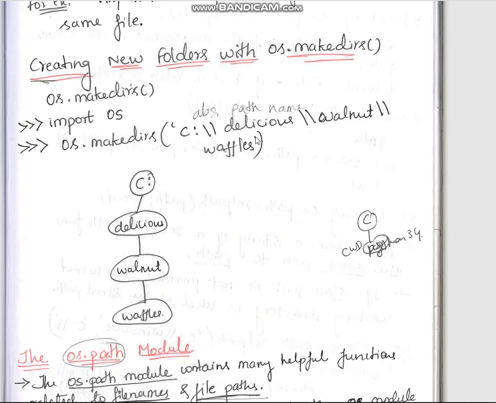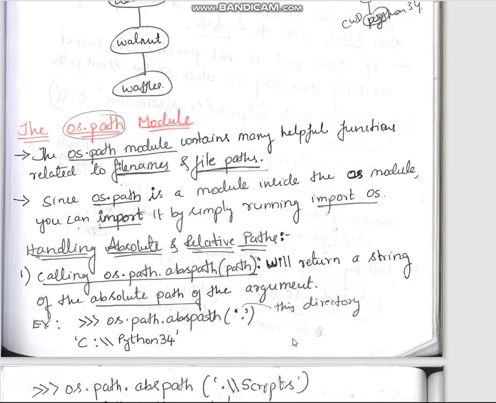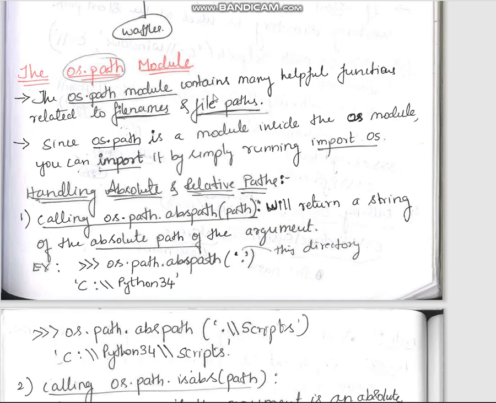Now see how the folders are created: c://, then delicious, inside delicious walnut is created, and inside walnut waffles is created. Like this, using the makedirs command, we can create any number of subfolders that we want from the root directory.